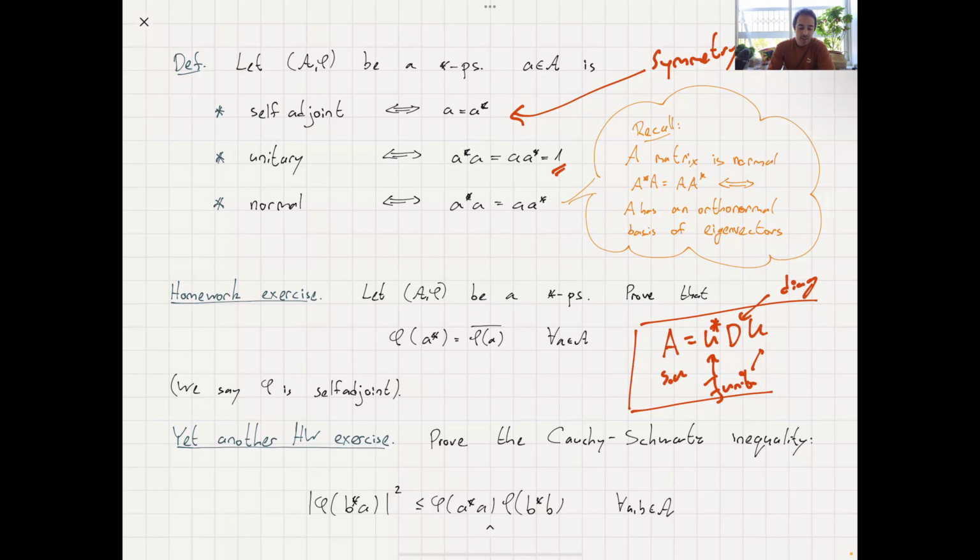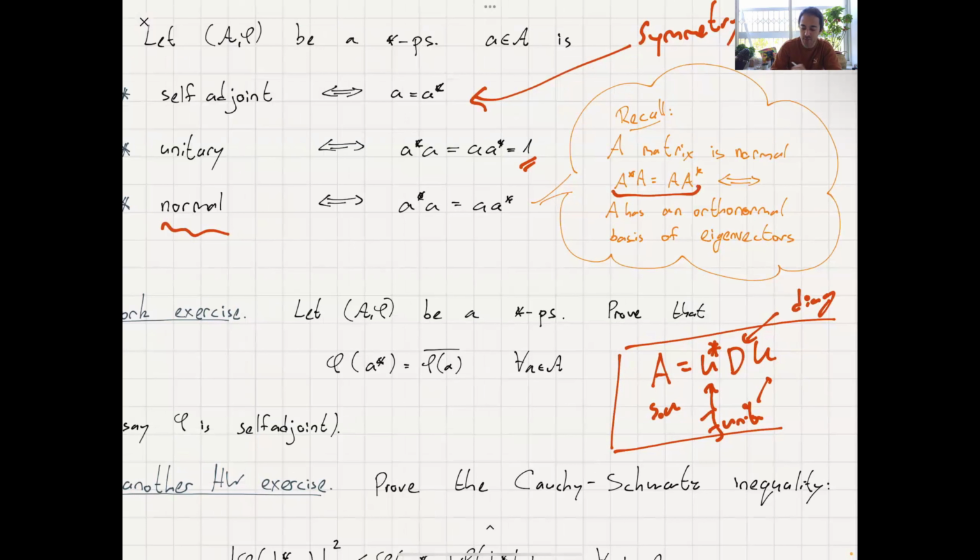Anyhow, the third type of element, which actually is a generalization of the first two, is a normal element. So a normal element is an element which commutes with its star, but the product doesn't necessarily have to be one. And that's actually a very interesting thing, because normality in matrices is, you can either define a matrix to be normal if this holds, or you can define it to be normal if it has an orthonormal basis of eigenvectors.